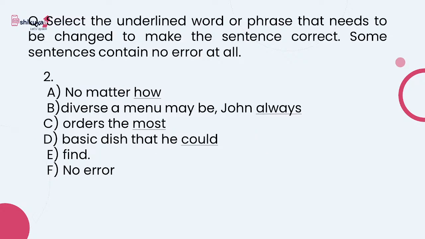So the next question is again of the same type. Select the underlined word or phrase that needs to be changed to make the sentence correct. Some sentences contain no error at all. Okay, students? So here the same situation is there as in your first question. One sentence has been given and it has been divided into 5 parts: A, B, C, D and E. So the sentence is, no matter how diverse a menu may be, John always orders the most basic dish that he could find. Now it's a very simple question, students.